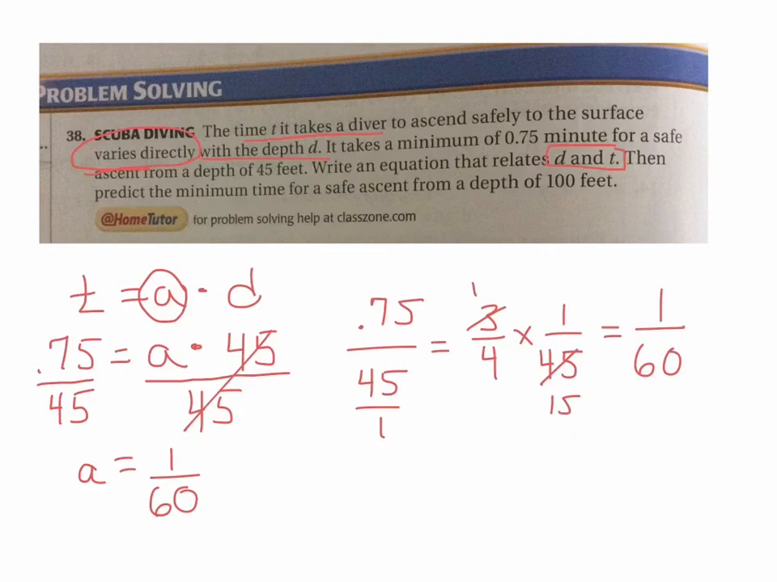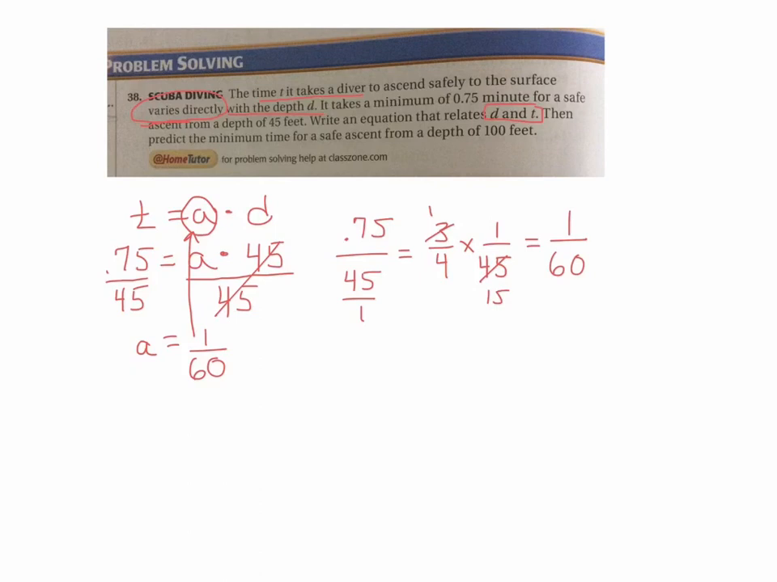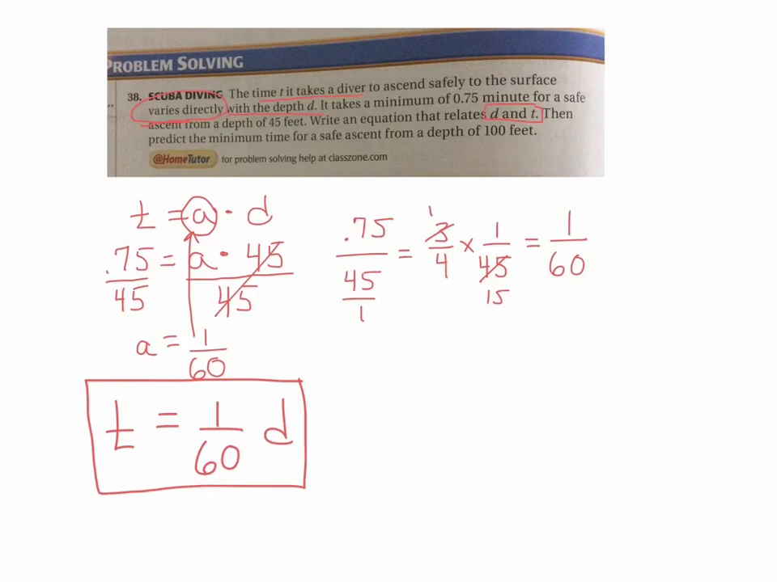Not quite done yet, because it says write an equation that relates d and t. So I now have to take this a value and throw it back into my equation to finish that step of the problem. So I have t equals 1/60th d. So that's done. Equation written. Now I get to use it. It says write an equation. Oh, we did that. Then predict the minimum time for a safe ascent from a depth of 100 feet.